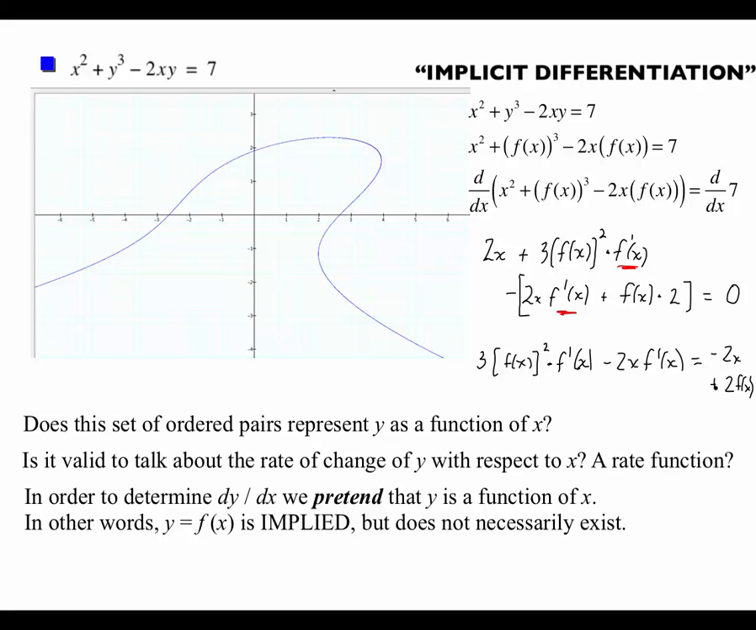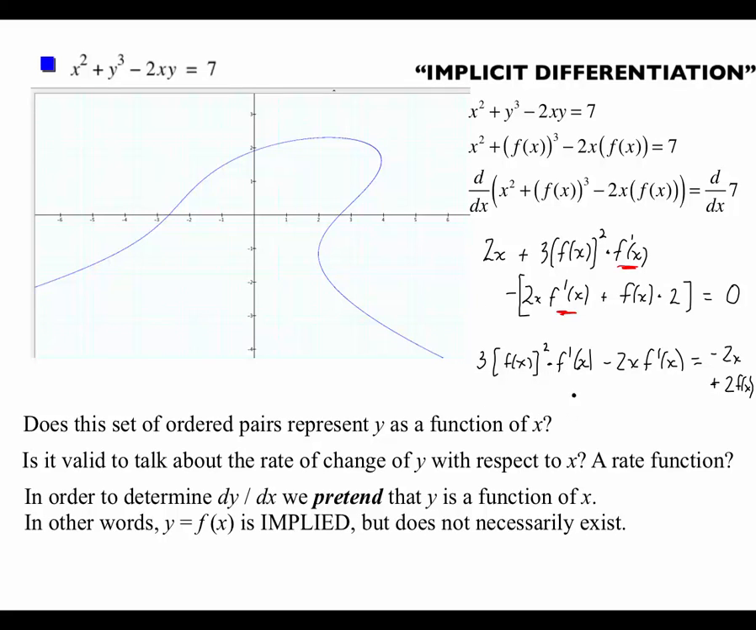Okay, did I lose anyone? Kind of did a couple steps at once there. Again, we're trying to get a rate of change function. So everything that has f prime, or in other words dy dx, keep it on the left side. Everything that doesn't have it, move it over to the right side, because now we can factor that out on the left side.